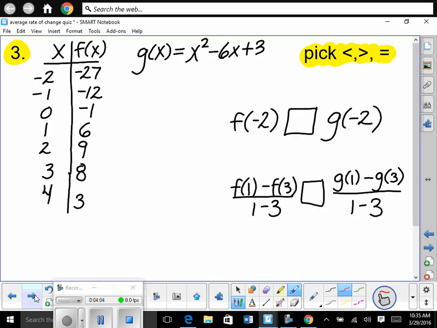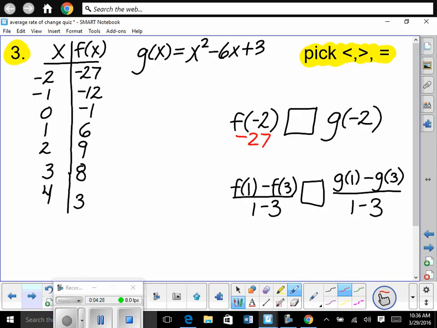x, f of x. So that's a function. That's f of x, obviously, right? It's not just x, y. Okay, that's function f, and then g of x is this. It says pick less than, greater than, or equal to for each of these things. So, is f of -2 greater or g of -2? Well, let's see. What are each of those things? f of -2. Doesn't that mean what's my function at -2? For f, which is -27.